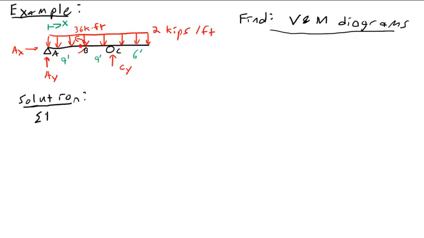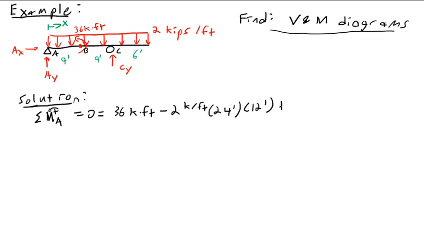Sum of moments about A is 0, which equals 36 kip feet minus 2 kips per foot times 24 feet times 12 feet. Actually, let me finish it off, and then I'll explain. 18 Cy equals 0. Okay, this is a sum of moments about point A.